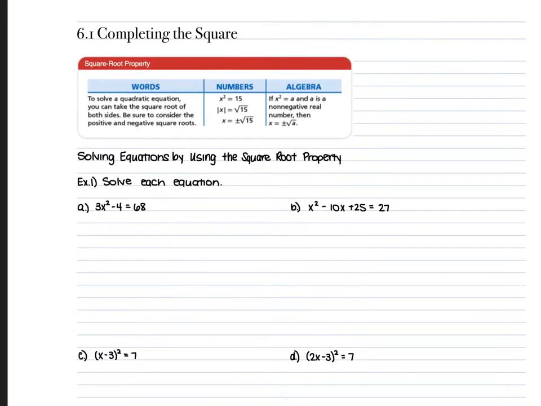6 when completing the square. When we look at these first set of examples, we are just solving for x. When we're solving for x for some of these, we are going to be able to do them without a problem, some of them we're not going to.